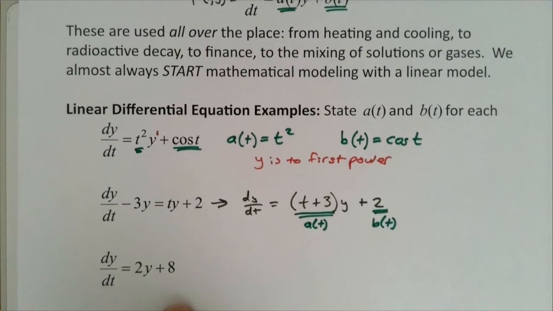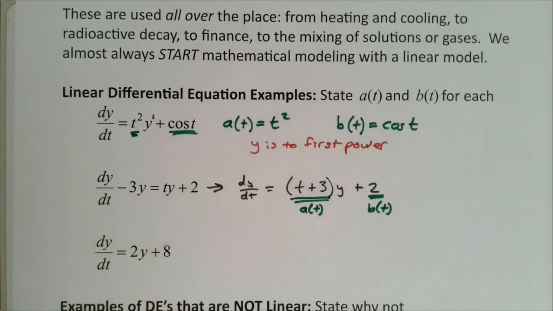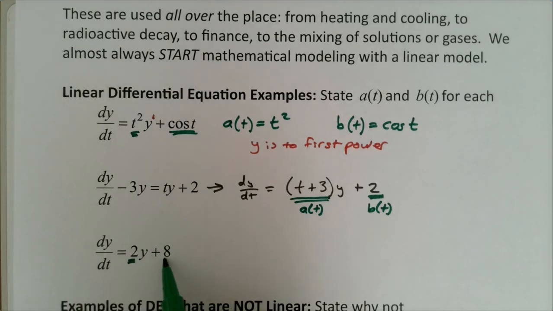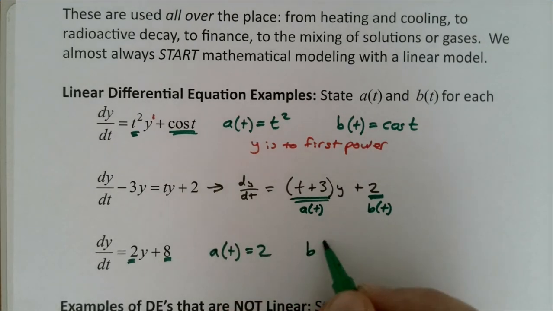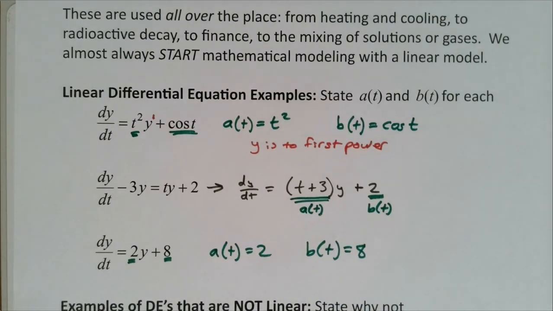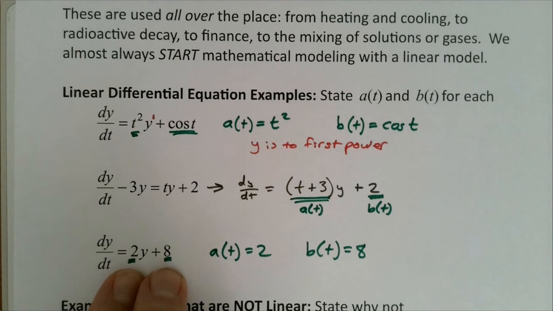And in the third example down here, I'm going to scoot this up a little bit more. You can see that you have dy/dt equals 2y plus 8, and in this case, both of our multipliers here, the a and the b, are both constants. And so this is a really simple case where a and b are both just constants, right? And this one you probably recognize right out of the gate.